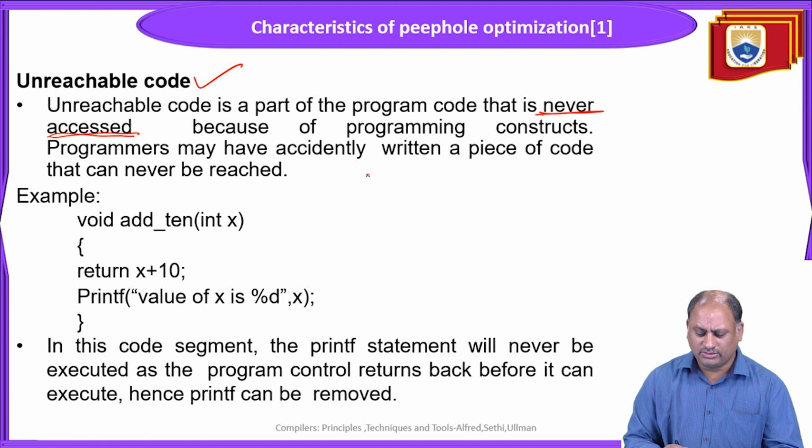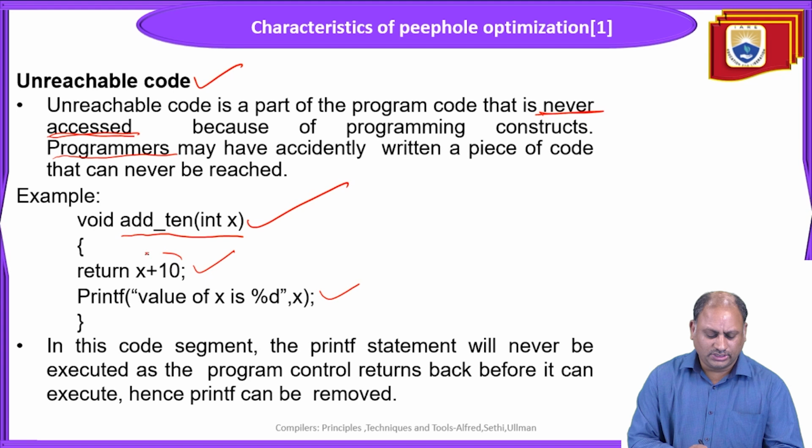Sometimes the programmer accidentally writes some piece of code, and this code is available but does not execute. For example, here we have written a function add underscore 10. In this function we have written x plus 10 and the value of x.